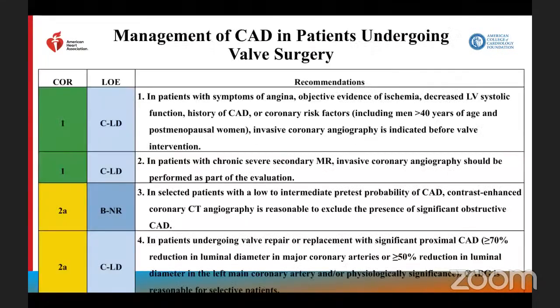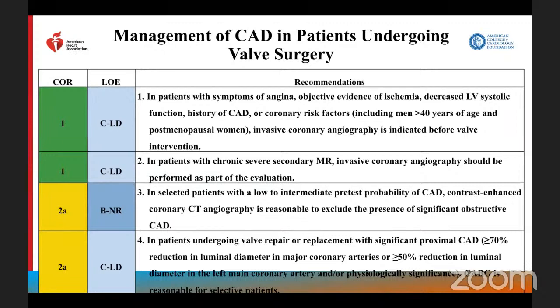Moving to some surgical considerations in the management of coronary artery disease in patients undergoing valve surgery. In patients with symptoms of angina, objective evidence of ischemia, decreased LV systolic function, history of coronary artery disease, or coronary risk score, including men more than 40 years of age and postmenopausal women, invasive coronary angio is indicated before valve intervention. That's class 1.